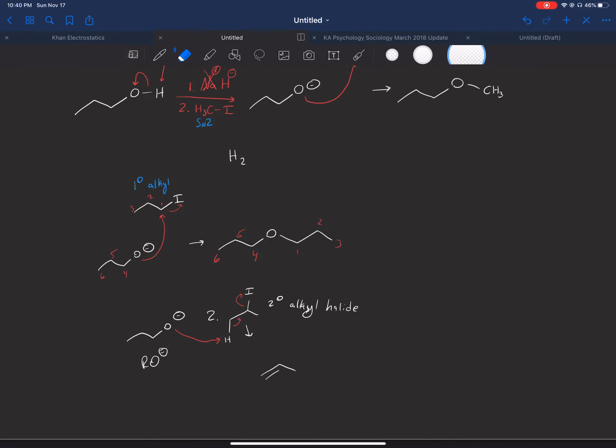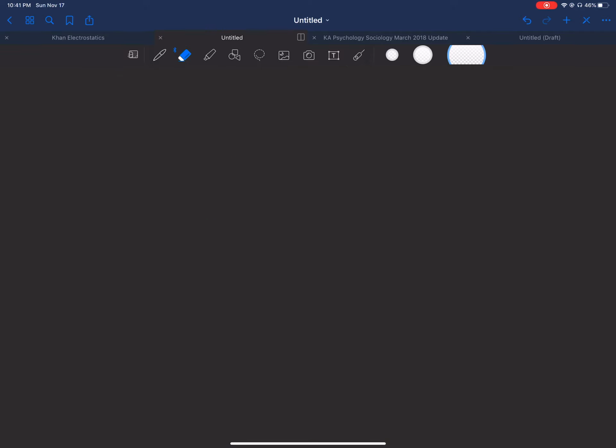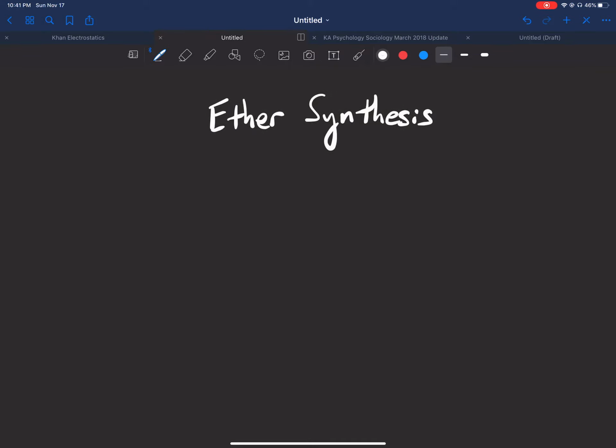Okay, so that was the Williamson ether synthesis. Now there is another way we could have done this, through something called an alcohol dehydration mechanism. Typically for this sort of thing, we use an acid. So let's draw another alcohol. This is straight from one of your workshops. It was a workshop quiz.